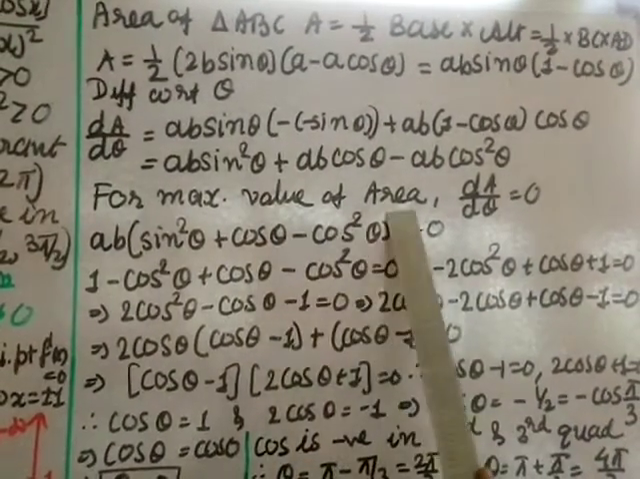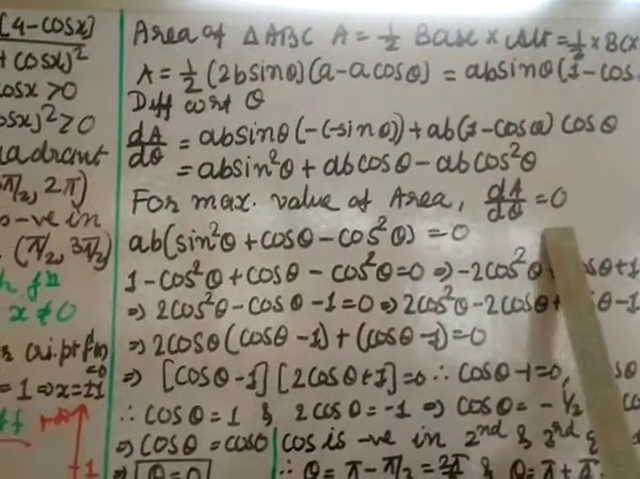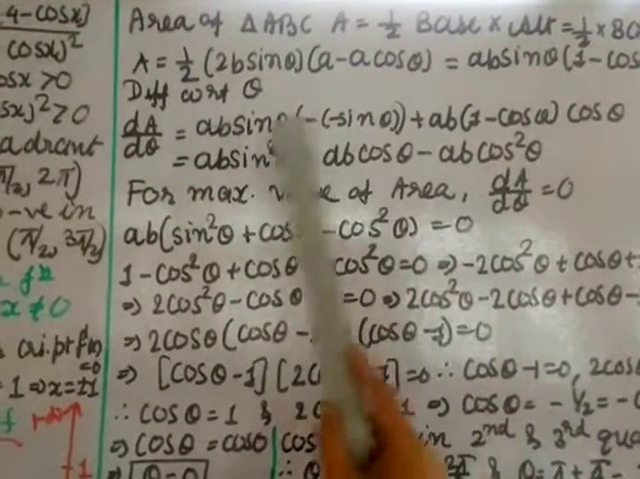For maximum value of area, this derivative should be 0. So dA by d theta is equal to 0. That means this will be equal to 0.